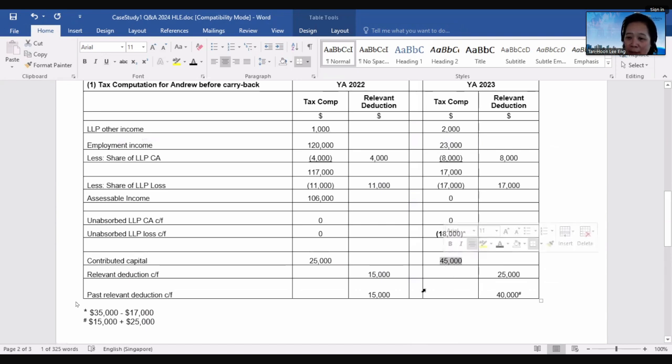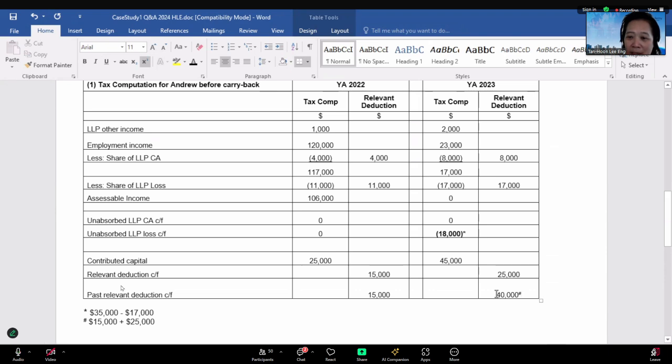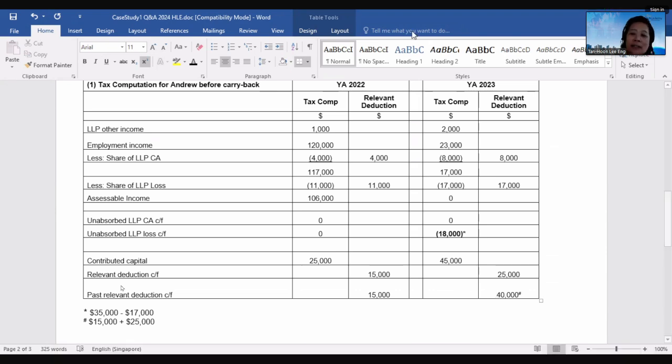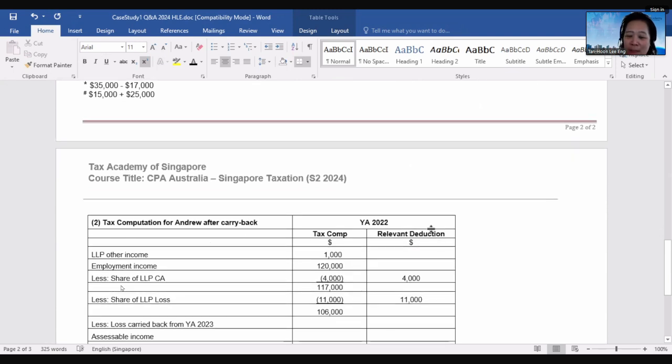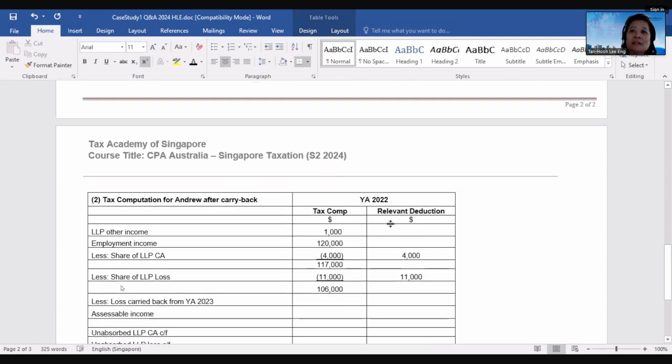Okay, look at 45,000. 45,000 is the contributor capital as at 2023. So 45,000, but we already have utilized 40,000. So do we still have room for it? 5,000 left? Yeah, good. So we still have 5,000, right? So when we have 5,000, what does it mean? How much can we give then? 5,000? Yes, we cannot give 18,000. We can give 5,000 only.